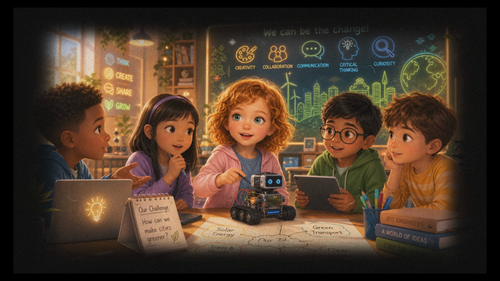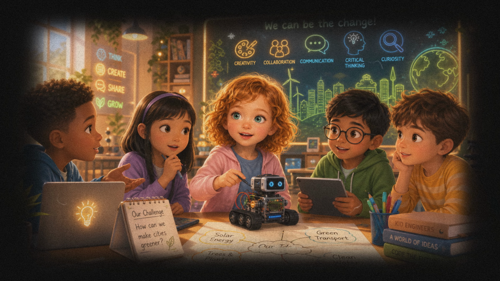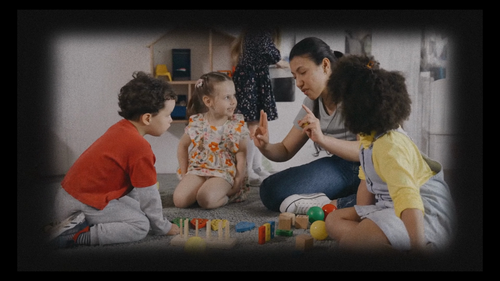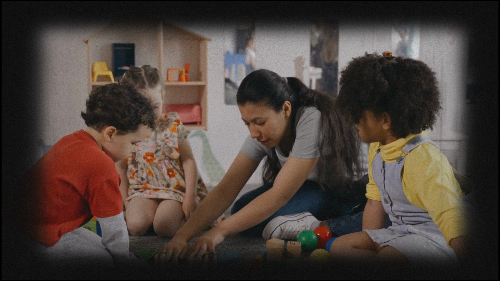But here's the mistake many adults make. They think children need complicated explanations. They don't. Children don't need technical definitions. They need ideas they can relate to. If a child asks me, "What is AI?" I would never begin with machine learning, algorithms, or neural networks. Instead, I might say something like this.